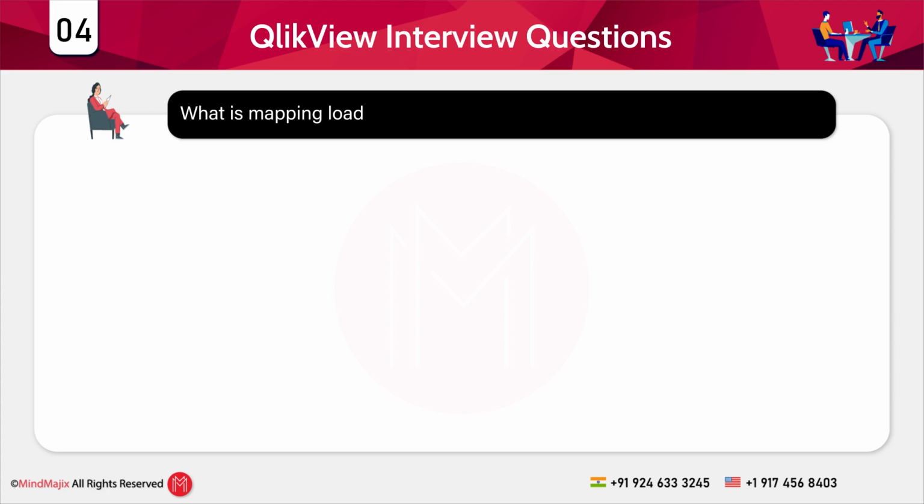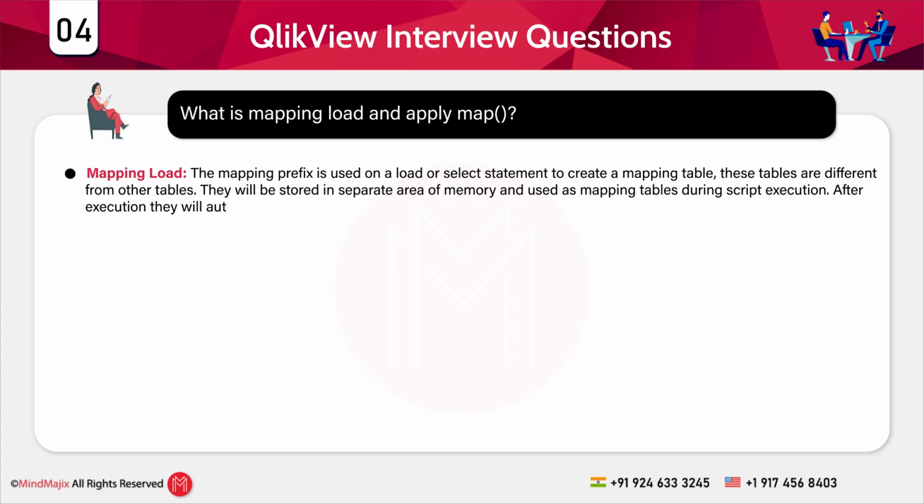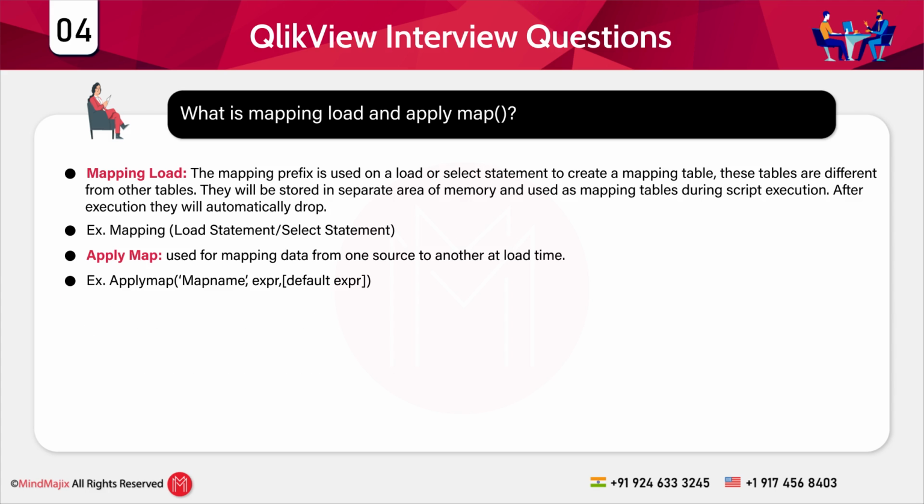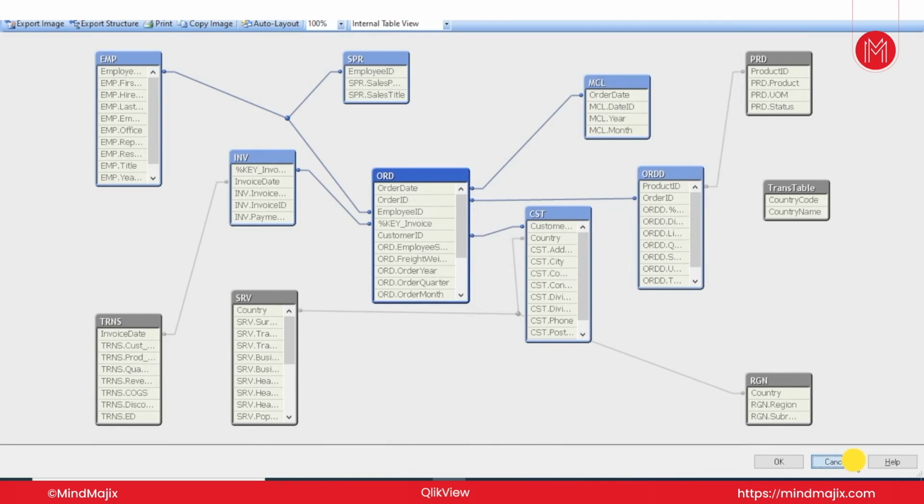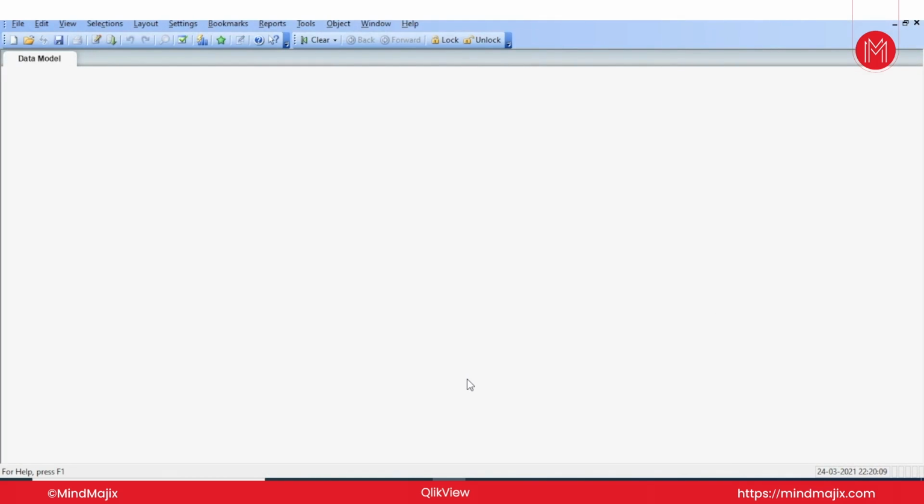What is mapping load and apply map? I showed you in the last session that mapping load is something where, without joining the tables, you can refer to the column of one table from another table.